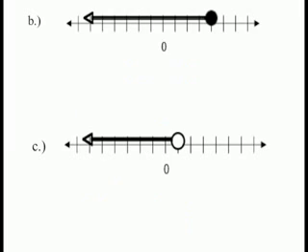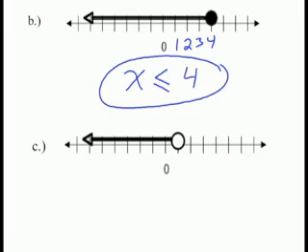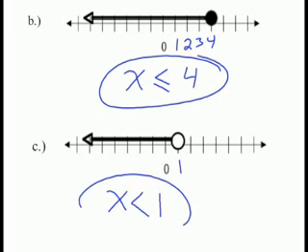The next one here, we have a graph. We number our number line till we find out what the starting point is. And the starting point is 4. Now, because it is a closed circle, x is less than or equal to 4. For C, we get our starting point as 1. It is an open circle, so x is less than 1.